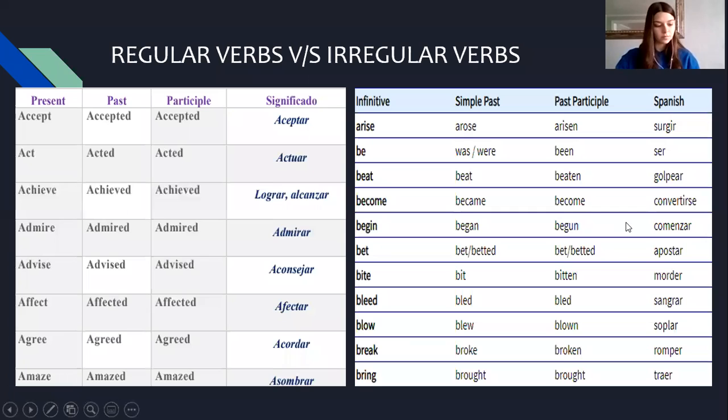Well, first of all, we have to know there are two different kinds of past verbs: the regular ones and the irregular ones. So when doing the regular ones, we have to add an -ed at the end of each word. Obviously, depending on the kind of word, we have to change some extra things, but most of them just add -ed. And what about irregular verbs?